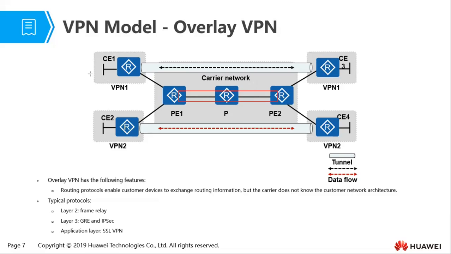The disadvantage of this is that your customers cannot use overlapping address spaces. Because how will the PE distinguish between 192.168.1.1 from customer 1 and from customer 2? So when you create such a VPN, you cannot use overlapping address spaces. So that is the main disadvantage of that.